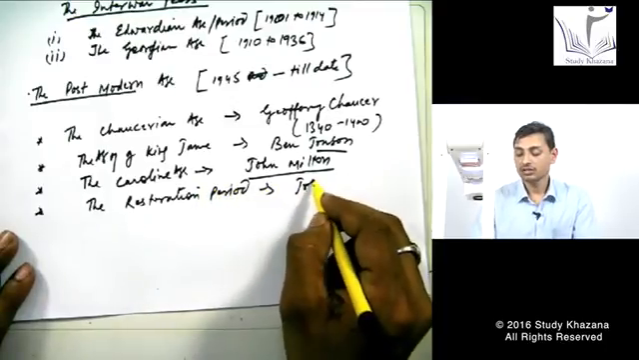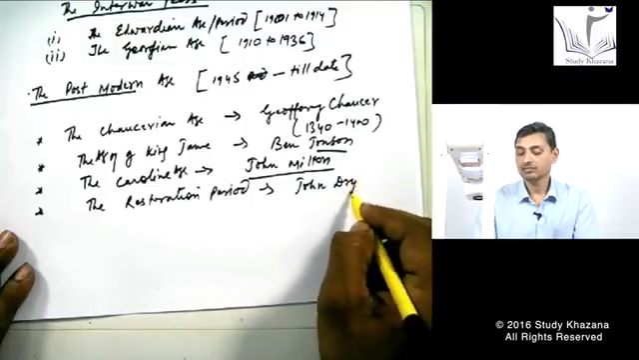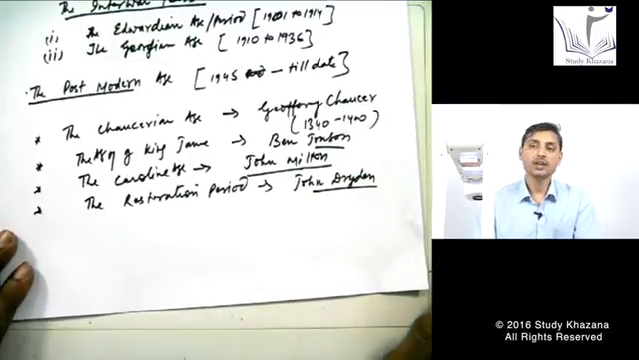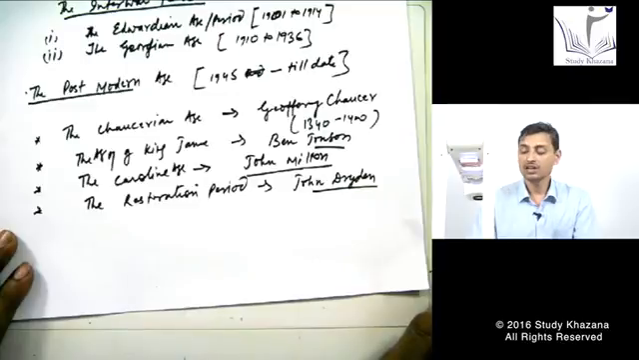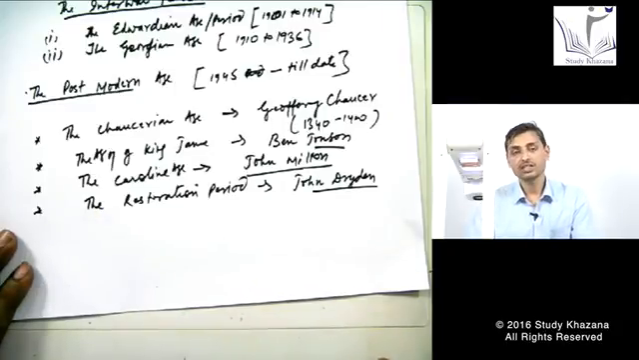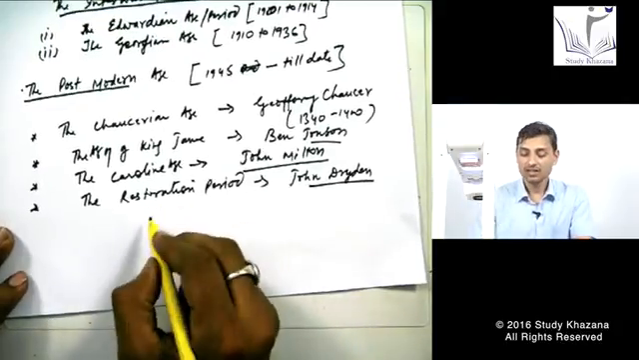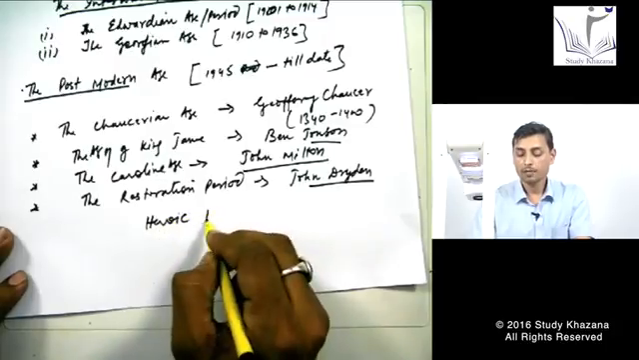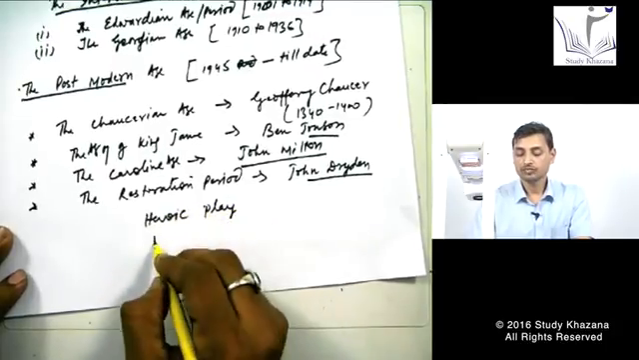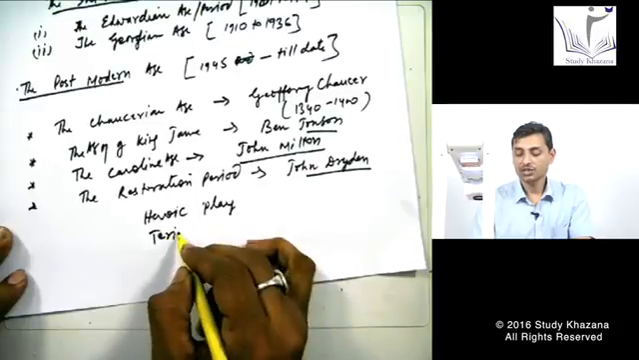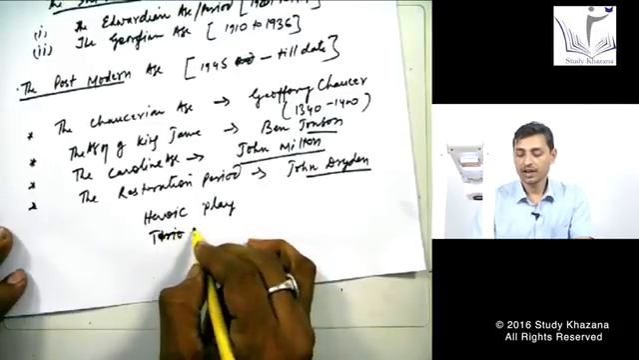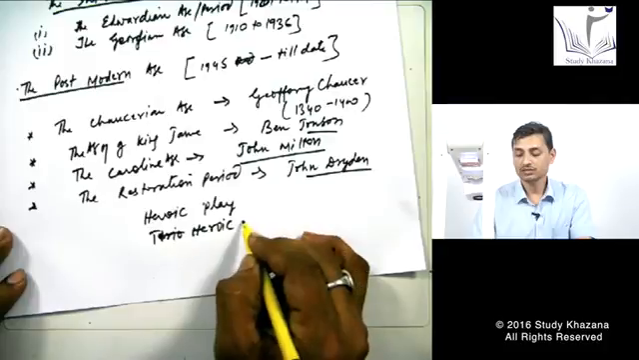During this period, John Dryden played a major role. He is known for starting heroic tragedy, and the Restoration comedy also flourished during this period. The drama of this period is generally divided into two parts, that is heroic play and heroic tragedy.